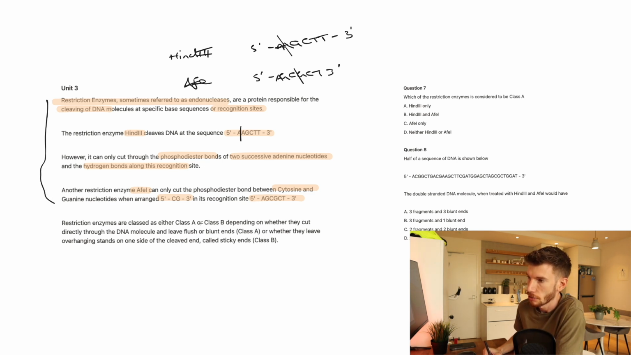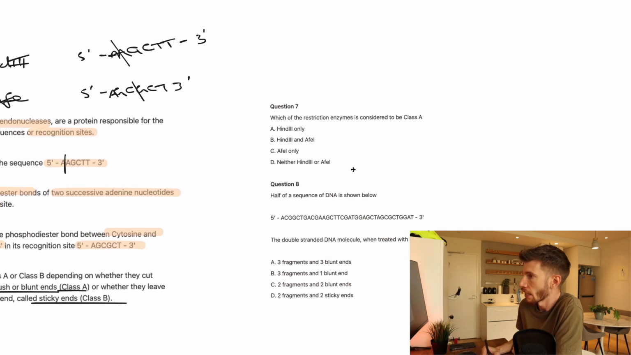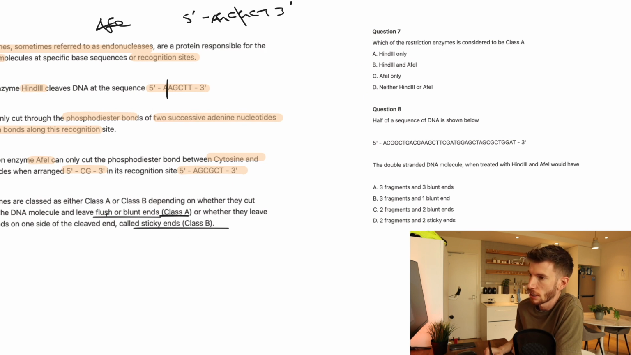So then restriction enzymes are classed as either A or B, depending on whether they cut directly through the DNA and leave flush or blunt ends, so that's class A, or whether they leave overhanging strands on one side of the cleaved end called sticky ends, class B. So we've got a couple of definitions. Again, you might already be familiar with this, but we'll note those down. And then it says which of the restriction enzymes is considered to be class A. So there we go, class A leaves flush or blunt ends.